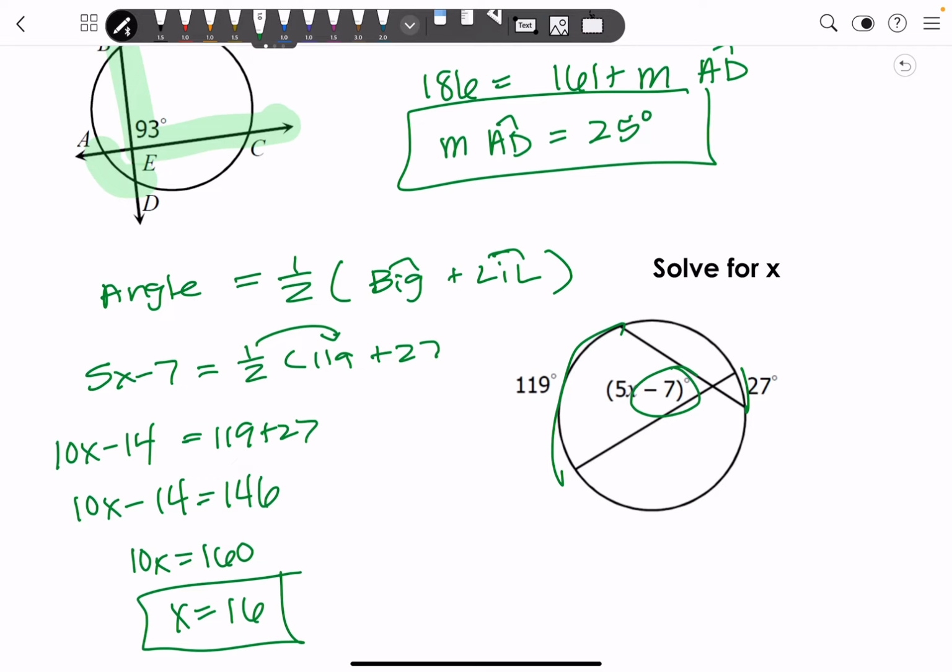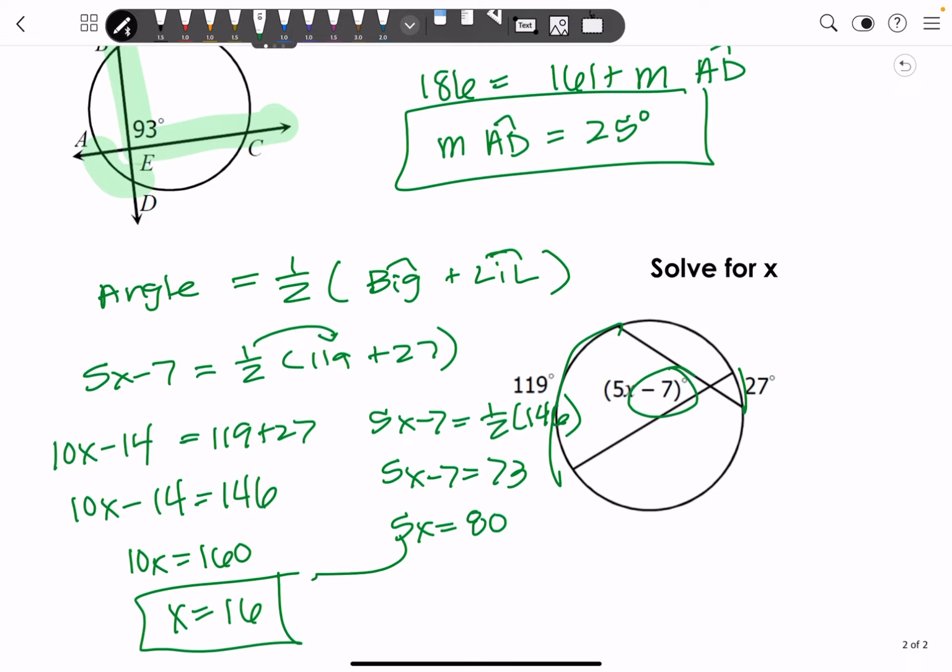Now, had you multiplied that 1/2 to begin with, so we did 119 plus 27, this is 146 right here. 5x minus 7 is going to equal half of that 146. Half of 146 is going to be 73. Add the 7 over, and it gets you 80. And x is still equal to 16. So it doesn't matter which way you do it, whatever helps your brain.